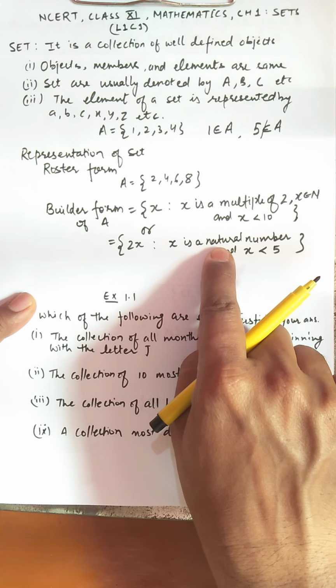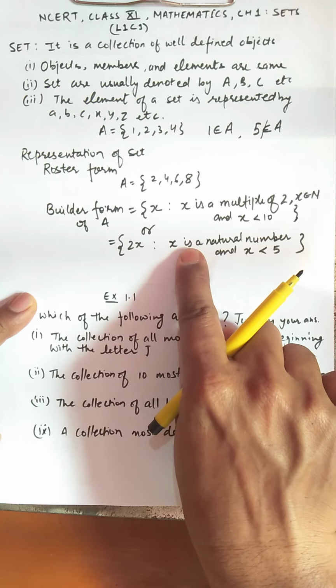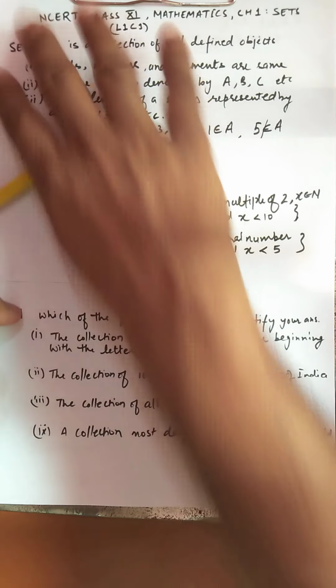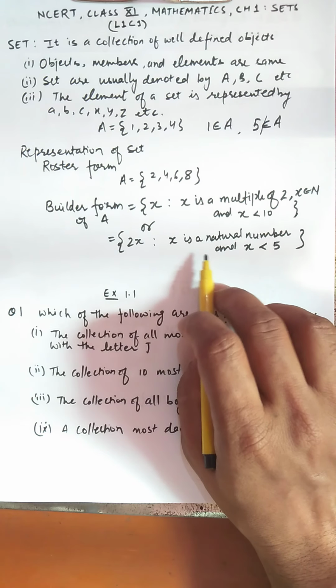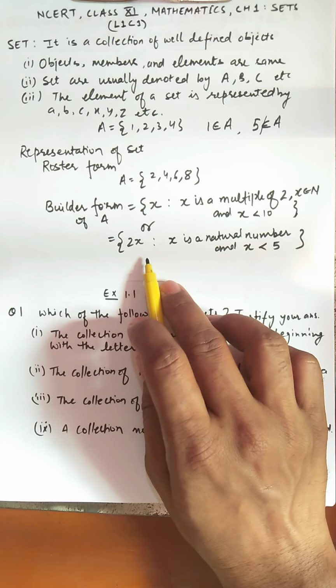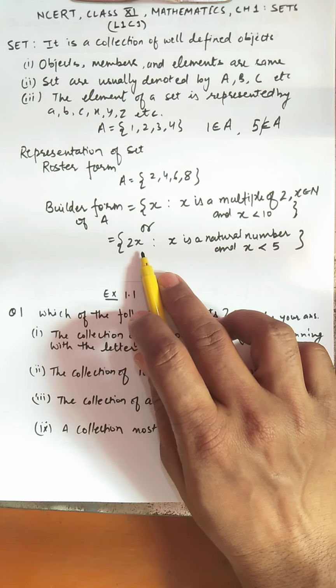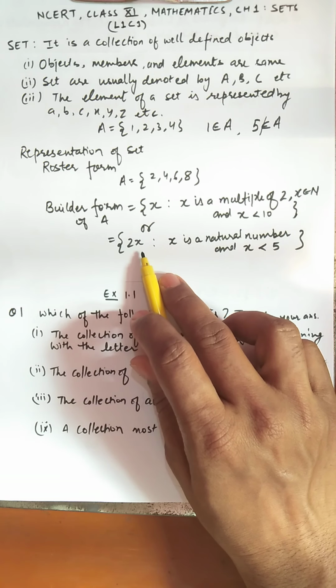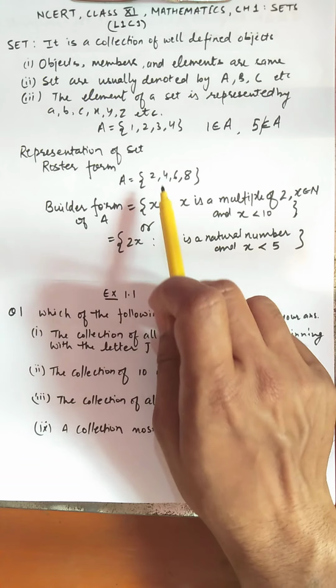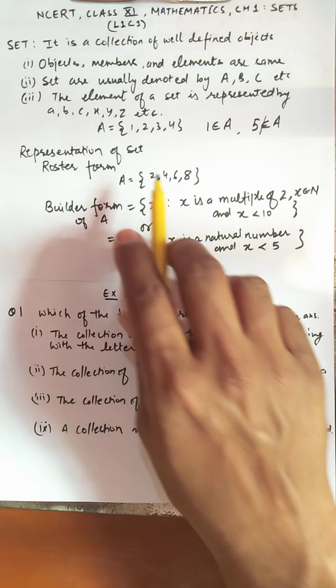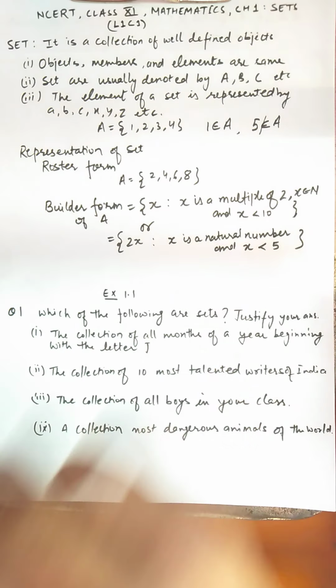So if x is a natural number, then the first value you can take x as 1. If you take 1, then it becomes 2 into 1, 2. If you take x equal to 2, then it becomes 2 into 2, 4. If you take x equal to 3, then 2 into 3 is 6. If 4, then 2 into 4 is 8. So we'll get all these elements. So this is the builder form of this set A.